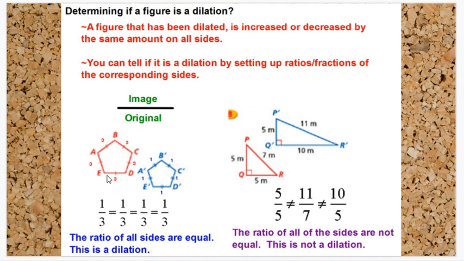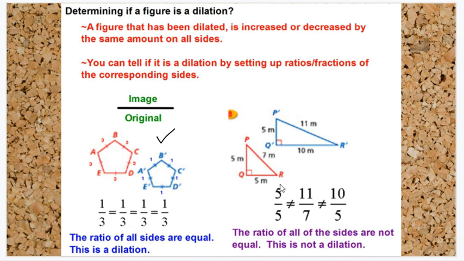So we make a fraction out of every side, and we'll put the image, the new one, over the original. So that would be 1/3, 1/3, 1/3, 1/3, and 1/3. So 5 fractions, because each side is 1/3. There are 5 different sides, so we know that this one is indeed a dilation because every side decreased by 1/3.